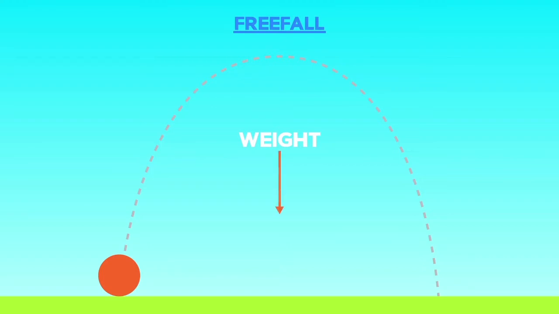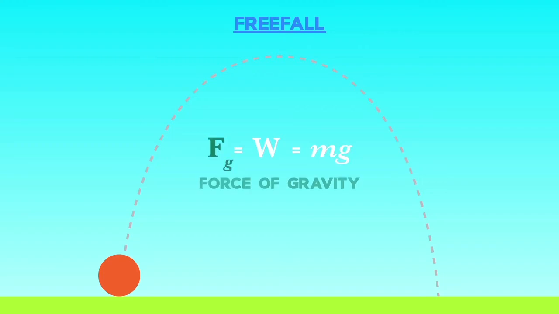When an object is thrown up into the air, after it leaves the hand that threw it, the only force acting on it is its weight. The direction of this force is vertically downwards. The force is given by the equation W equals mg, the mass of the object multiplied by the value for gravity. Sometimes weight is written as Fg, or force of gravity.